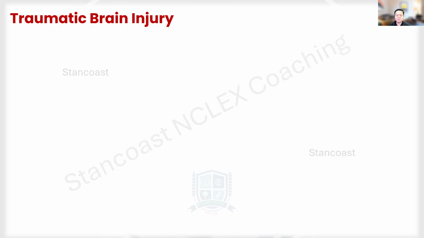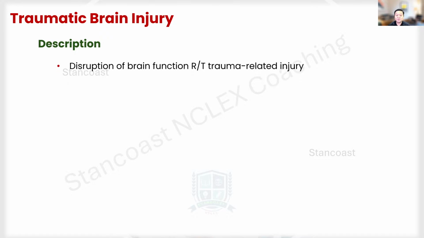This is something that can occur when the normal brain function is disrupted, caused by a trauma-related type of injury. This will impair the neurological function of our patient. It could be either a localized or a widespread manifestation. The most common cause of the TBI is falls, followed by motor vehicular accidents. The TBI is the primary cause of trauma-related deaths in the US, and it constitutes about 40% of trauma-related injuries as well.